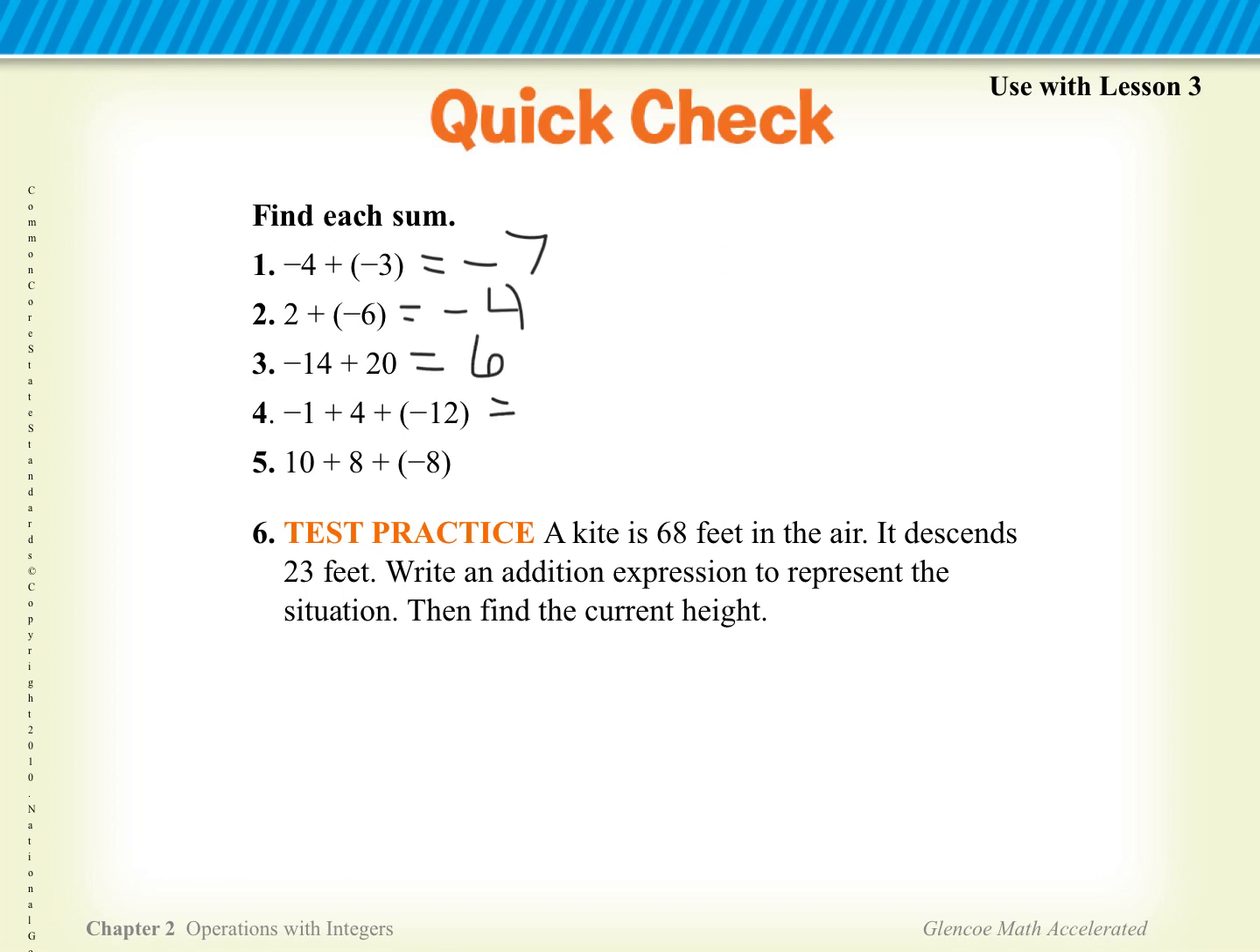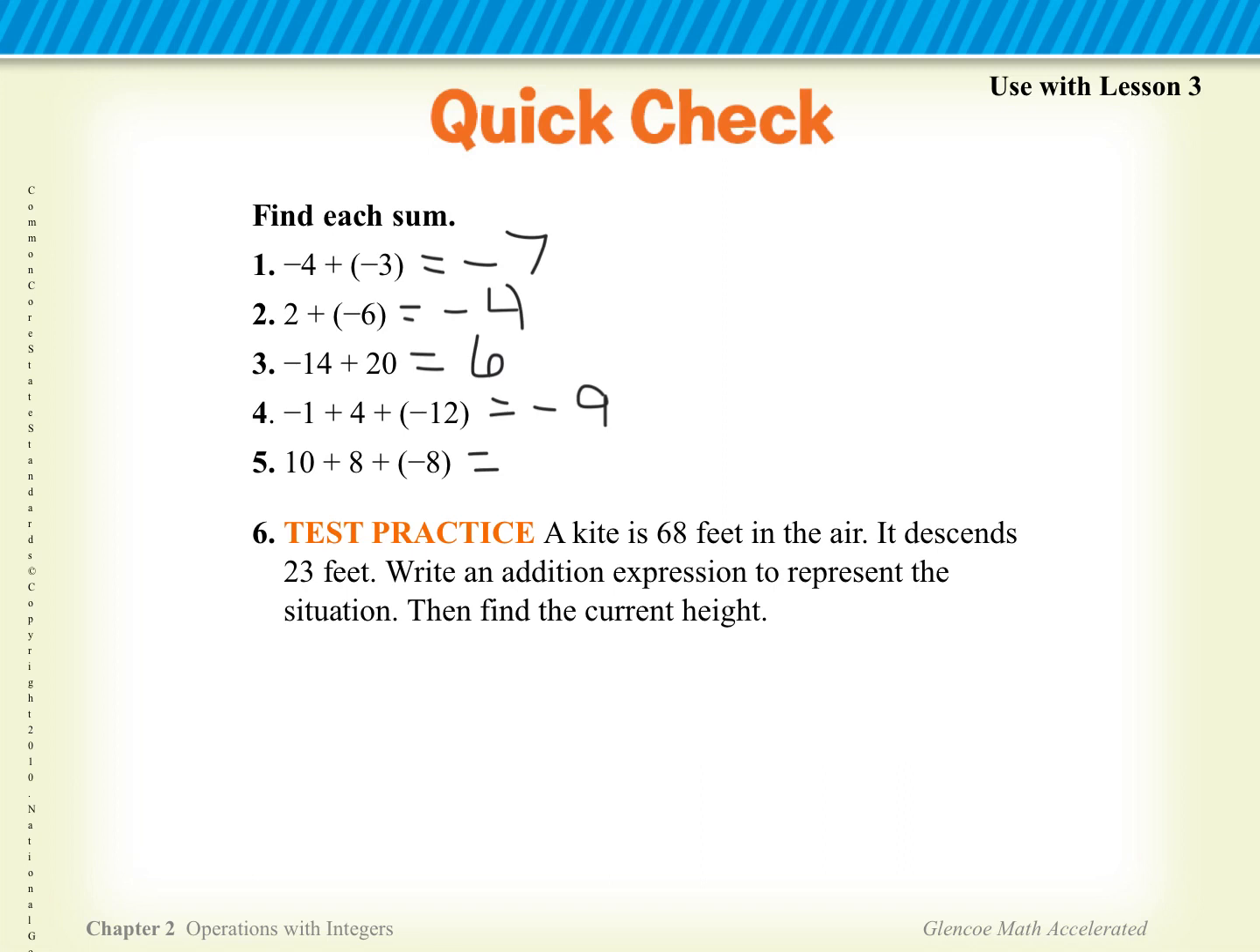Good. What happens when you have three numbers? You do left to right. Left to right, do the first two first. Negative 1 plus 4 is 3. Now do 3 plus a negative 12. Negative 9. It is negative 9. Good.